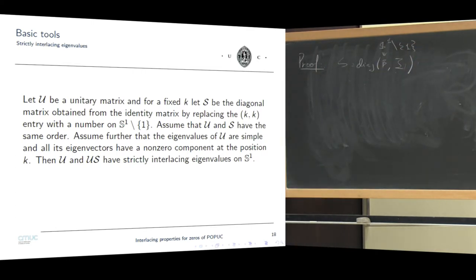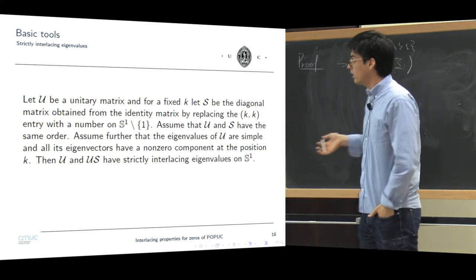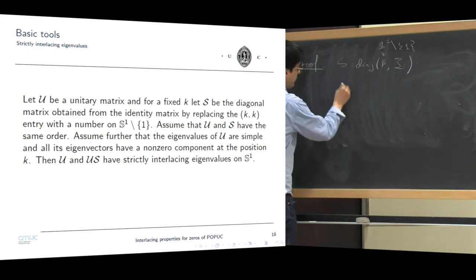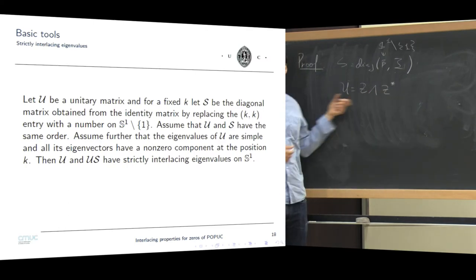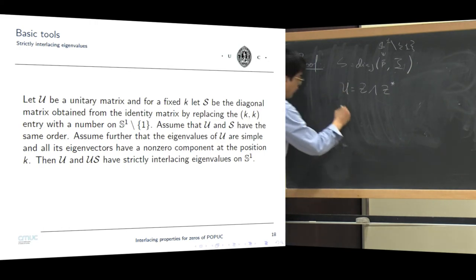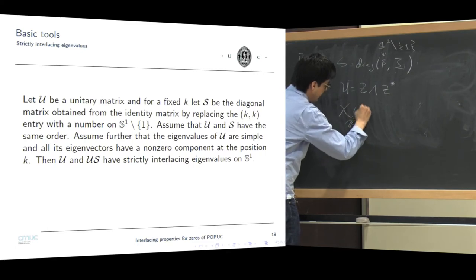And assume that U has simple eigenvalues, and assume that the eigenvectors of U have a nonzero element at the first position. So we can conclude that the eigenvalues of U and US strictly interlace on S1, essentially because we can use the previous ideas, denoting now the spectral decomposition of U and the spectral decomposition of US. And if we repeat our ideas, what we have is this.